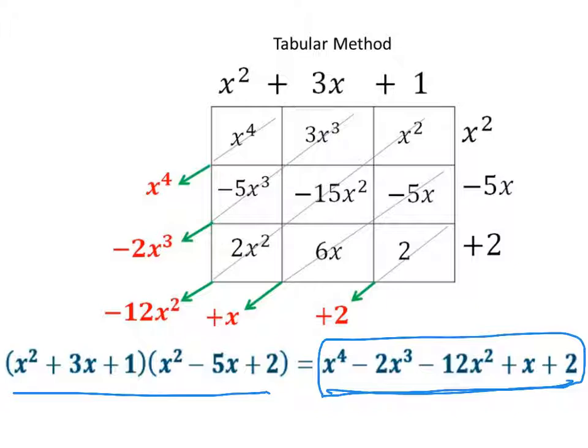So, quick review. Basically, you set up the table by determining how many terms are in each factor. That's the dimension of your table. Then you multiply each element, and then add them all together by the diagonals, and then you have your answer. Well, that is how you use the tabular method to do multiplication of polynomials.